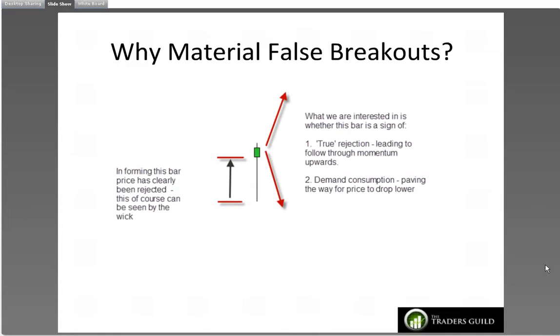Now, one of the ways we can overcome a material forced breakout is to spot supply and demand that price is reacting from. We know that supply and demand represents institutional money. Therefore, if we can see that the forced breakout rejection bar has hit institutional supply and demand, that gives us more confidence that the logical outcome is that the rejection bar is a true false breakout, a true rejection bar, and not a supply and demand consumption bar.